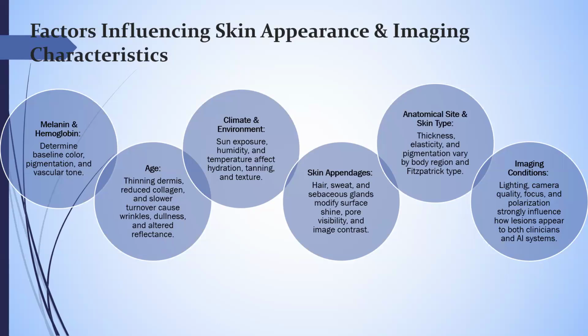Skin appendages, the hair, sweat, and sebaceous glands, modify surface shine, pore visibility, and image contrast. And then again, the site. If you take the palms and soles, the lesions are going to be entirely different. The skin is different, the color of the skin is different, and there are no sweat glands, oil glands, or anything. Why I'm insisting on all this is, when you see a lesion where you suspect a cancer or precancerous lesion, we have to take all these things into account.